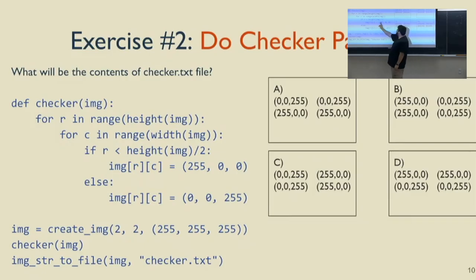It's going to make it 255, 0, 0. Otherwise, it's just making 0, 0, 255. So basically what it's doing is that anything at the top half will be 255, 0, 0, and anything at the bottom half will be 0, 0, 255, which is D. Okay?